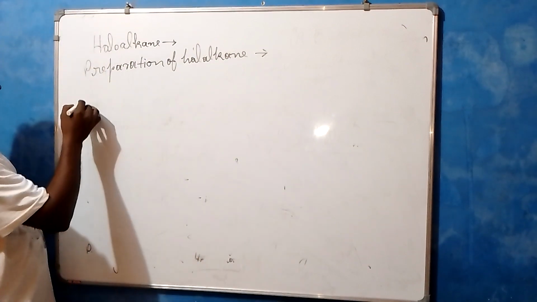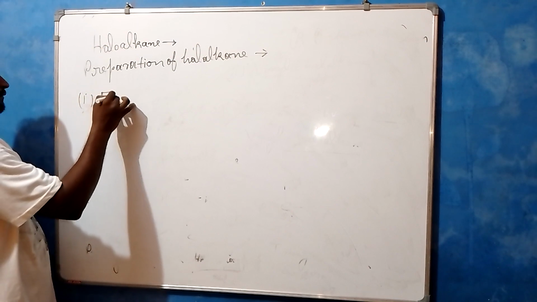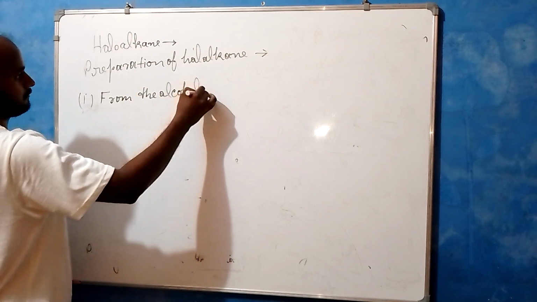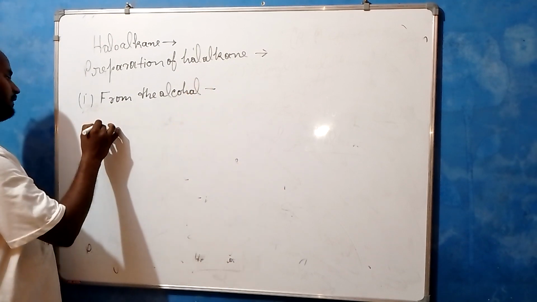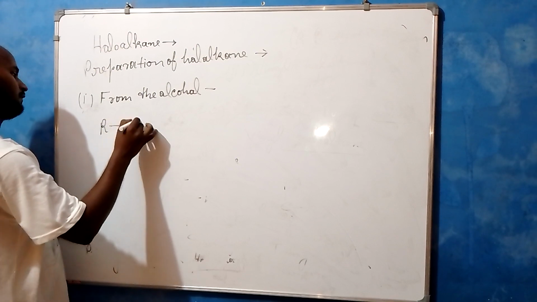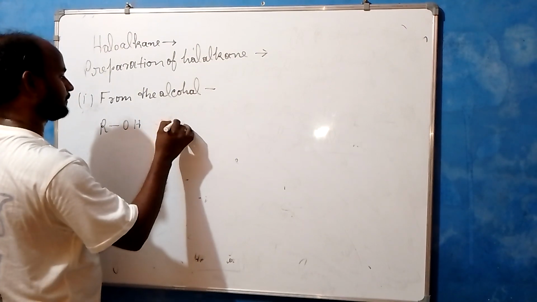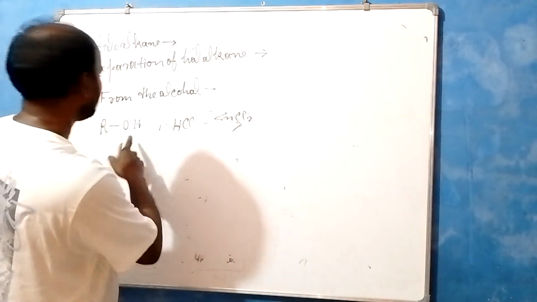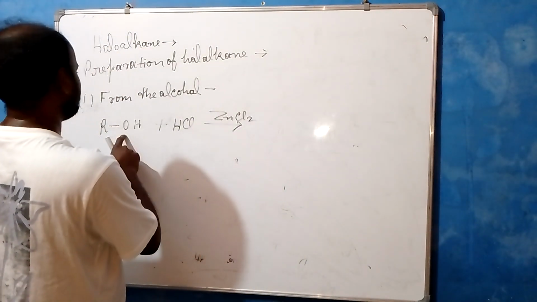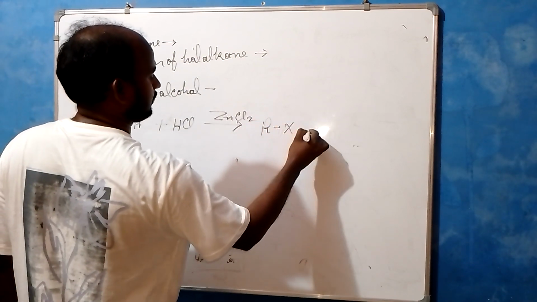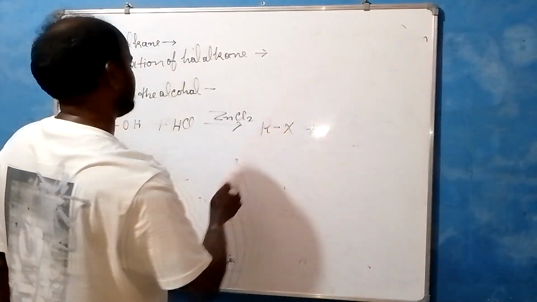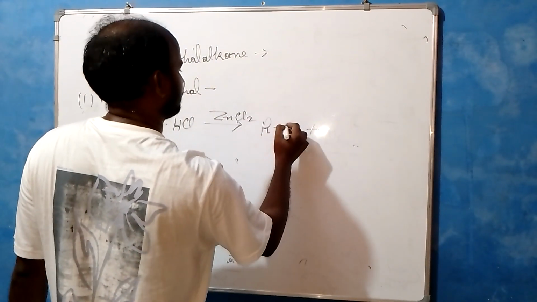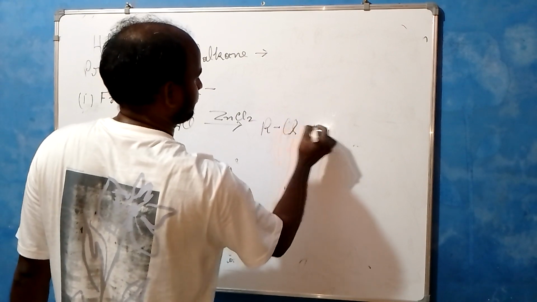Haloalkane is first of all prepared from alcohol. Alcohol reacts with hydrochloric acid in the presence of ZnCl2 catalyst and results in the formation of haloalkane and H2O.